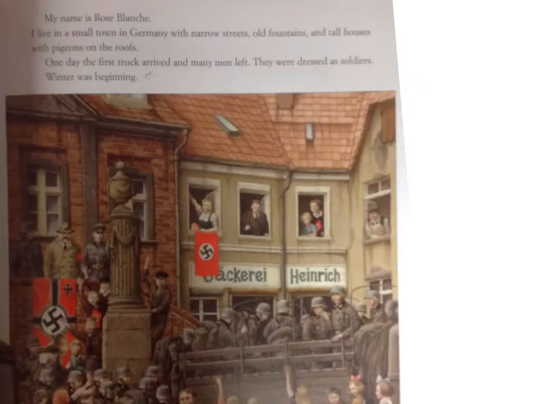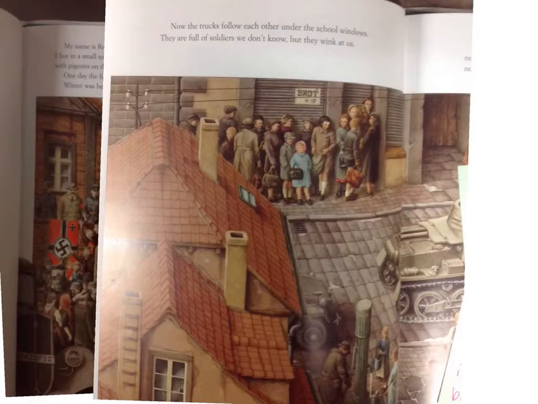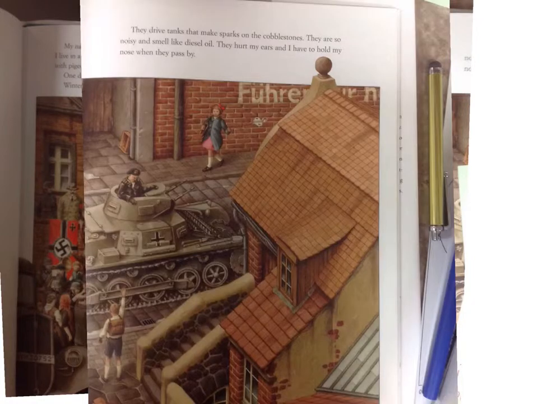My name is Rose Blanche. I live in a small town in Germany with narrow streets, old fountains, and tall houses with pigeons on the roofs. One day, the first truck arrived, and many men left. They were dressed as soldiers. Winter was beginning. Now the trucks follow each other under the school windows. They are full of soldiers we don't know, but they wink at us. They drive tanks that make sparks on the cobblestones. They are so noisy and smell like diesel oil. They hurt my ears, and I have to hold my nose when they pass by.